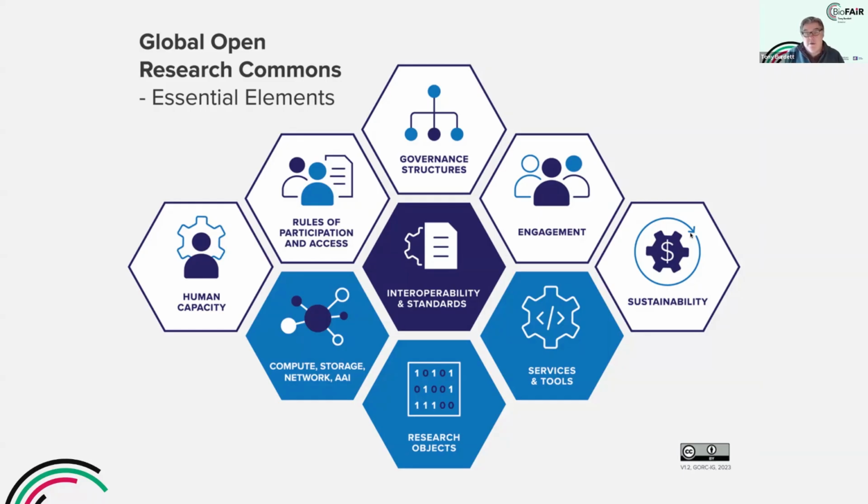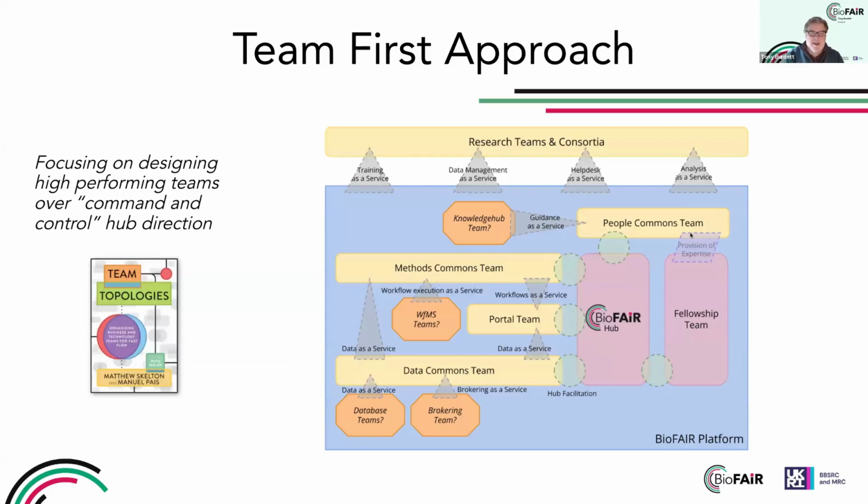There are things about governance structures, especially, and rules of participation and access. So these things will have an impact on the methods commons as it goes forward, and we're trying to think about all 9 of these essential elements.